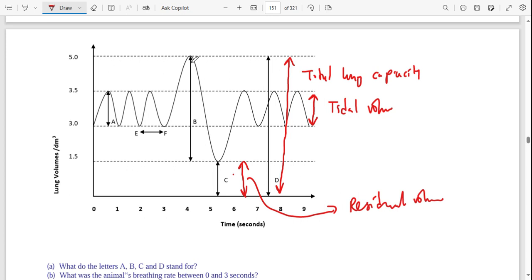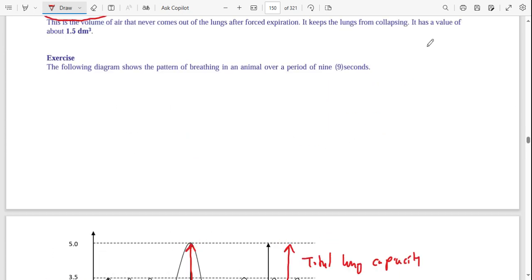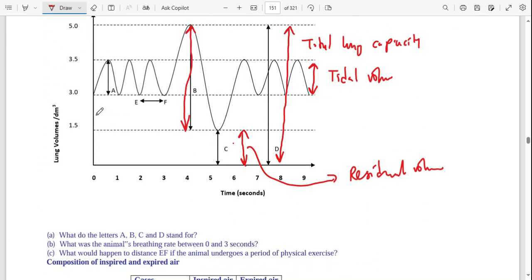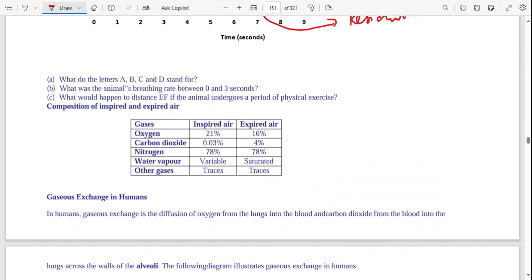Okay. And then now you have got this: the amount of air that you forcefully breathe in and breathe out forcefully. That's the one that we are calling here the vital capacity. Okay, so those are the volumes which have been shown there.